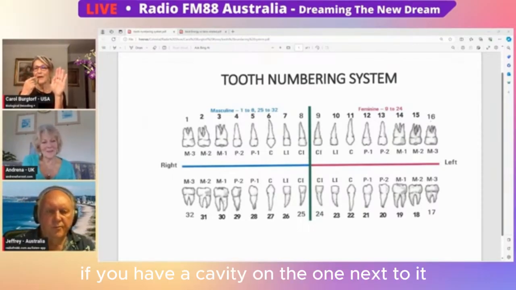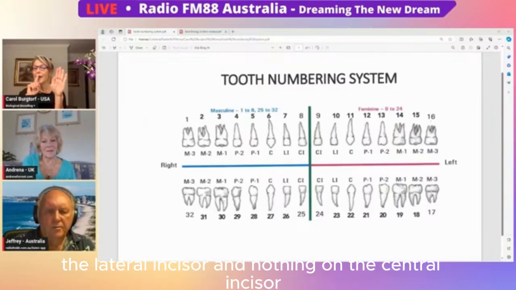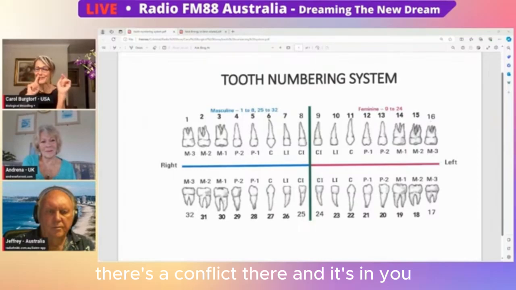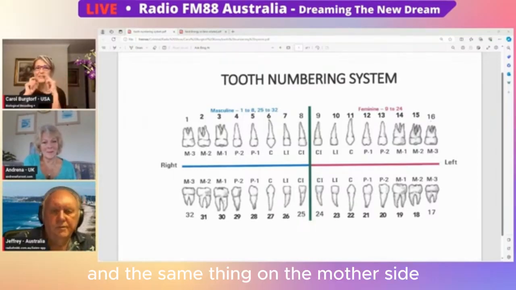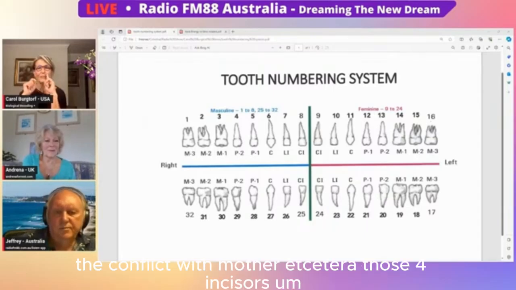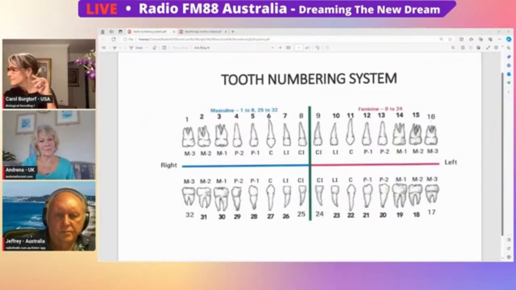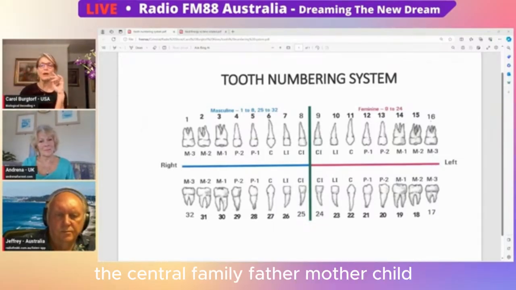If you have a cavity on the one next to it, the lateral incisor, and nothing on the central incisor, there's a conflict there and it's in you. That's very telling. And the same thing on the mother side, the conflict with mother, etc. Those 4 incisors are the central family, father, mother, child.